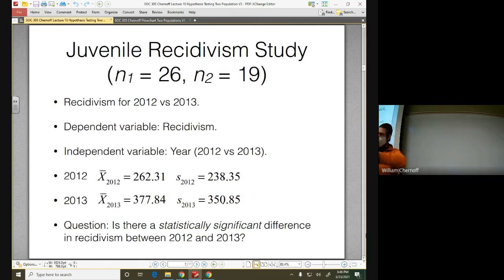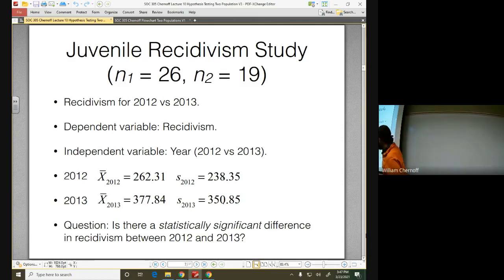So here I'm interested in recidivism. I want larger recidivism values. I know it's kind of strange to think, but you want large values because that tells you it's taking longer to return to the court after committing some offense. So I have my dependent variable, which is recidivism, number of days until new offense. I have my independent variable. Here it's dichotomous. It's got 2 categories, 2012, 2013.